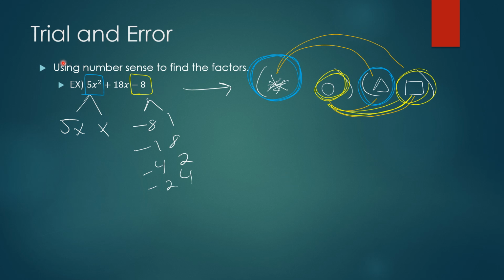What we have to try in the trial is determine which combination will give us the 18x. That's what we're not sure of. We know 5x squared we can get from 5x and x, and we know -8 can come from the product of any of these combinations. What we don't know is which combination will give me a positive 18x in the middle. So this is where we try.